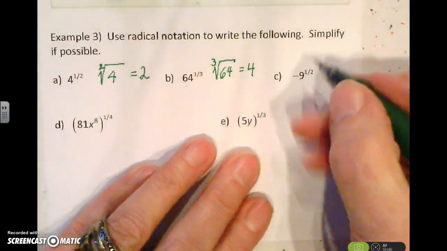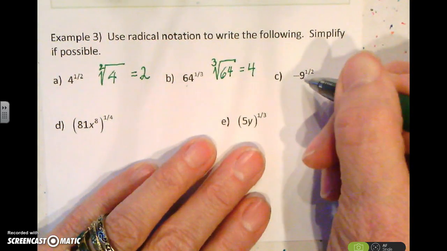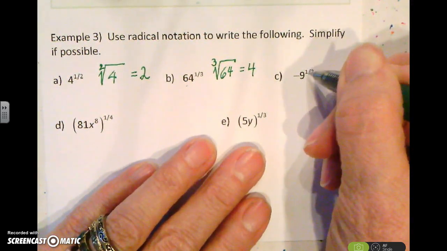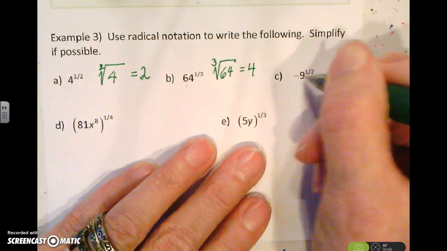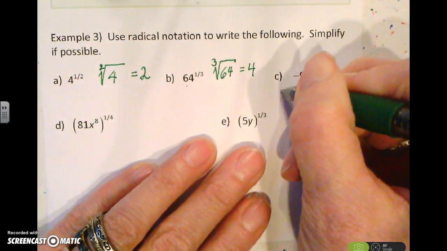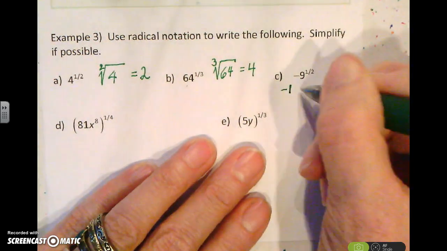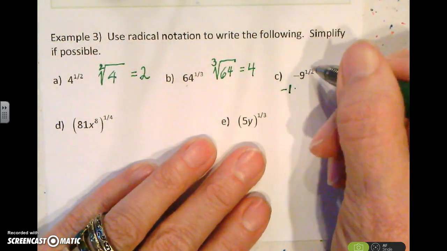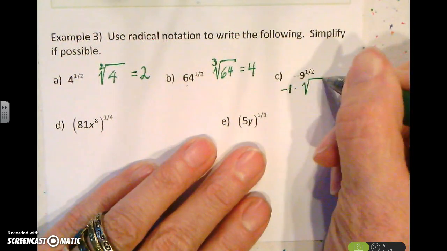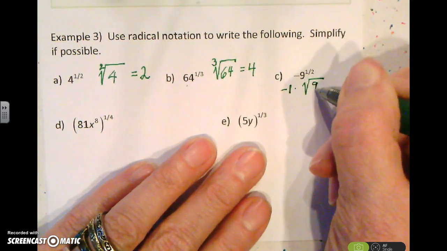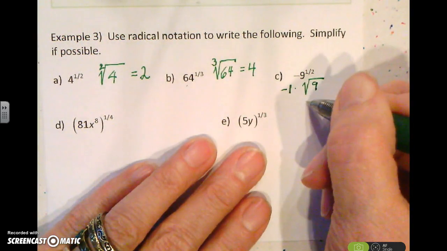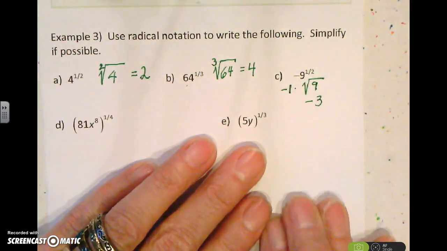So C, now recall that if you have a negative in front of an exponential expression, it's the same as having a -1 times it. So this is like having -1 times, and then 9 to the 1/2 is going to be changed into the square root, so the 2 right there, of 9, which is 3. So this answer is actually -3.